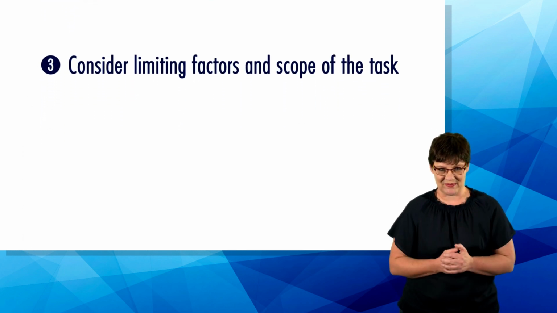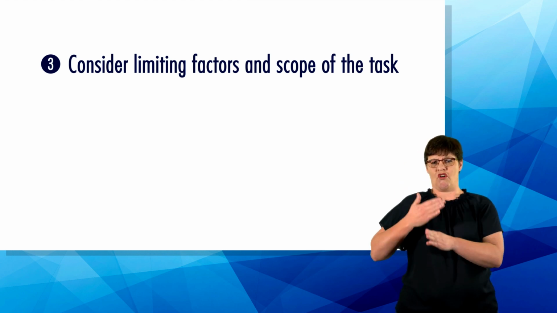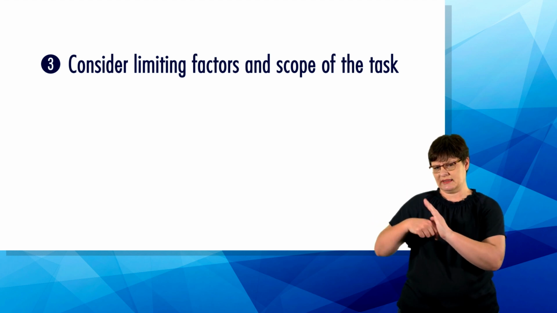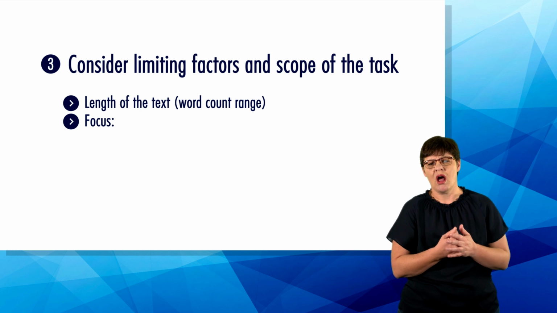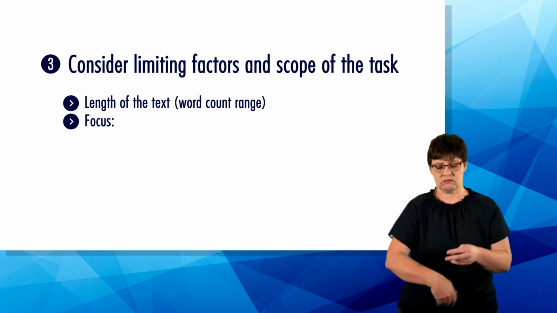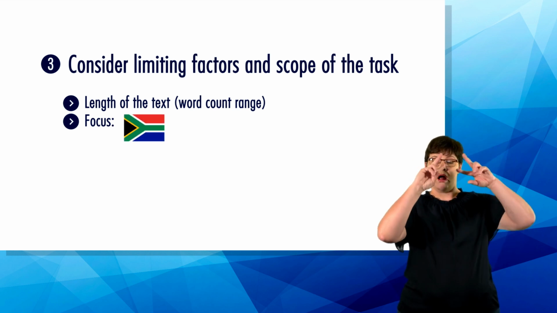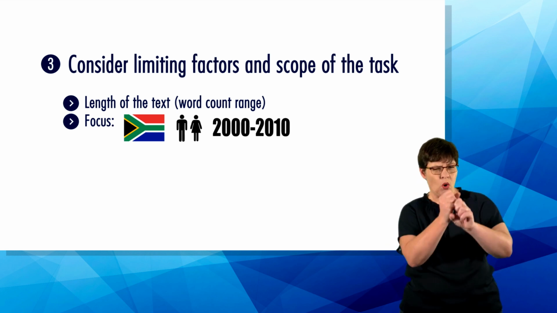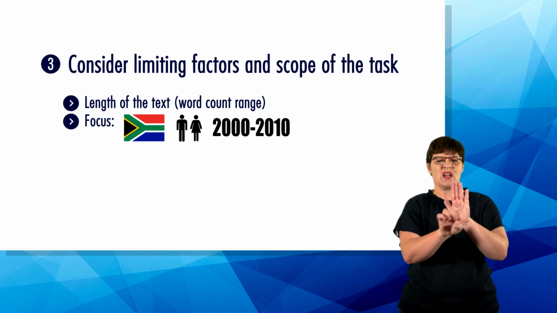Thirdly, you should also consider the limiting factors or the scope of the writing task. These factors will vary in different contexts. The limiting factors might include the length of the text, usually indicated in a word count range. The focus of the task might also be limiting, for example, exploring a topic in the South African context, or writing about a specific gender, or investigating a certain time period, for example, 2000 to 2010.